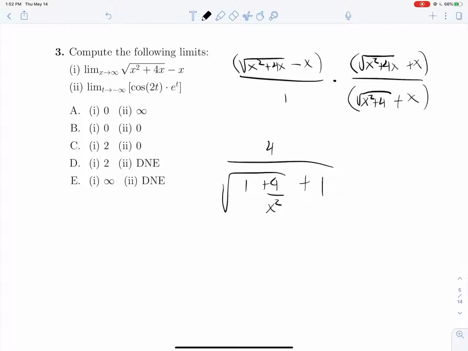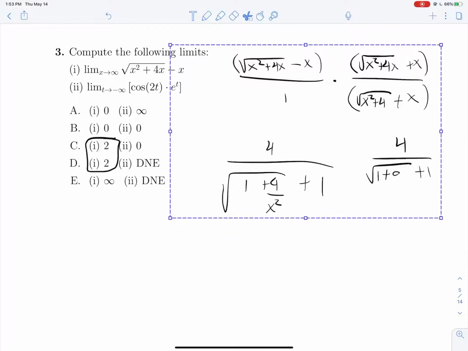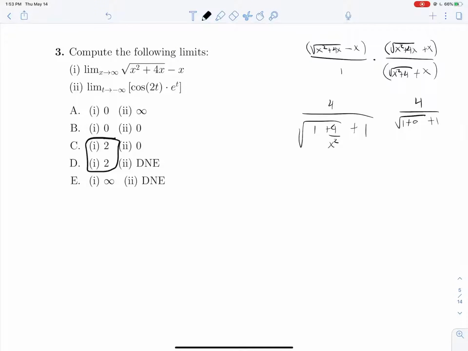And now we can just plug in x equals infinity, because all we have here is a 4 over x squared. As x approaches infinity, 4 over x squared will approach 0. So the limit of this, as x approaches infinity, will be 4 over the square root of 1 plus 0 plus 1. That's 4 over 2, which is 2. So right now we are happy with C and D.